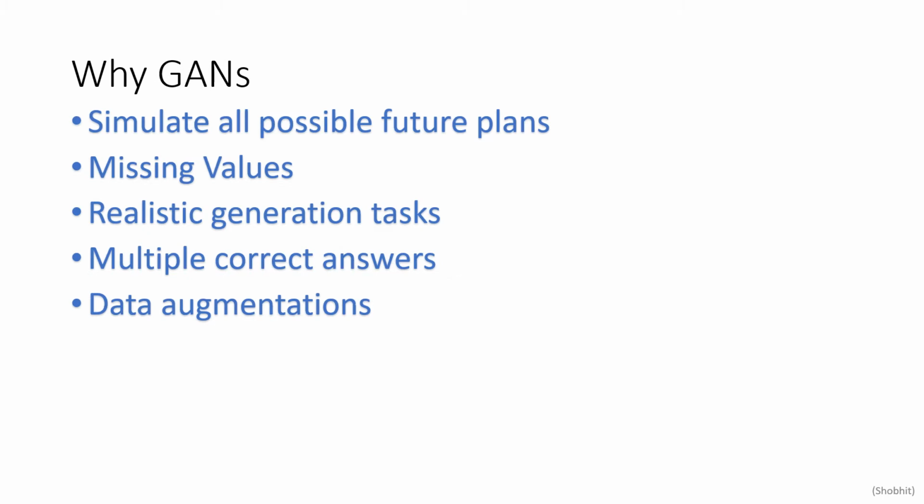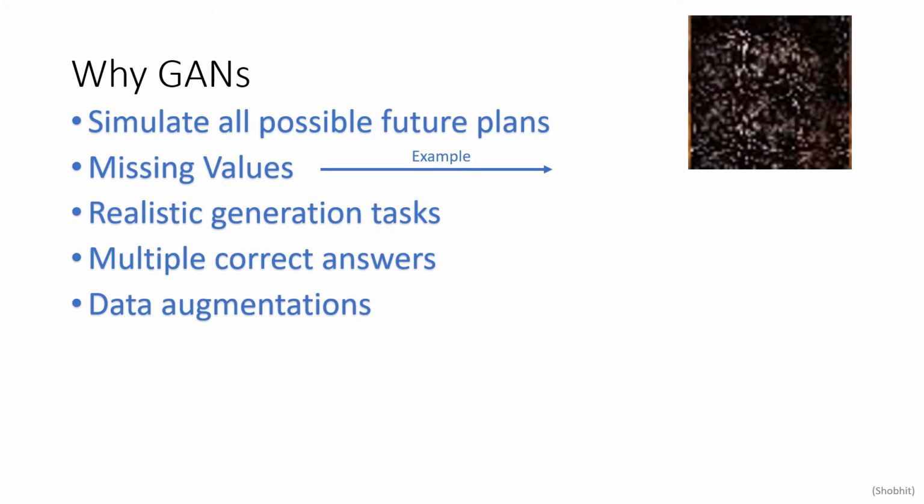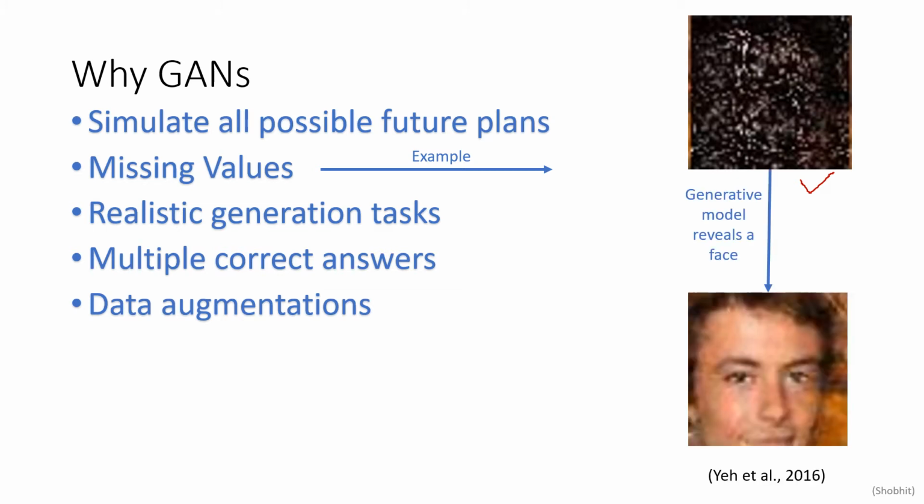Why do we require GAN? GAN can simulate all possible future plans. It can tell you the missing values. For example, consider this image having several missing values. But through the generative model, it reveals that this image contains a face.